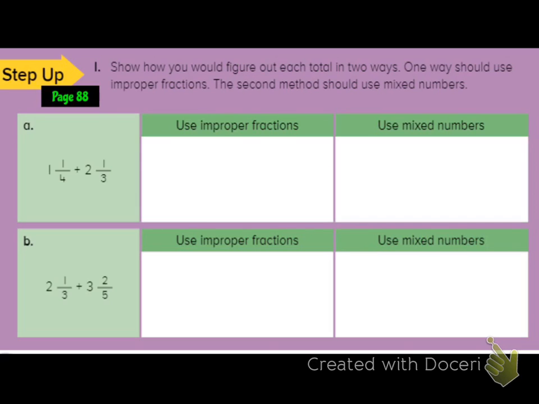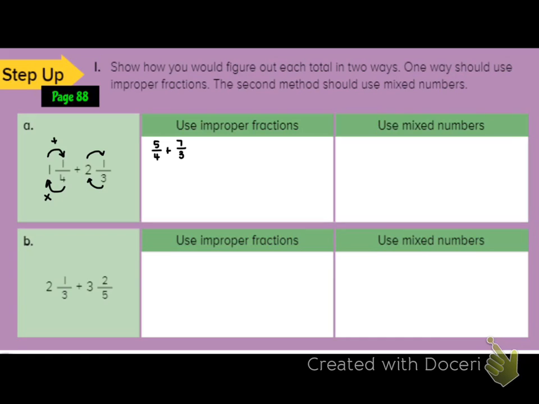So we remember that when we change mixed numbers to improper fractions, we multiply the base of the fraction times the whole number, and then add the numerator. So 4 times 1 is 4, plus 1 is 5. So I have 5/4 plus 3 times 2 is 6, plus 1 is 7, 7/3.